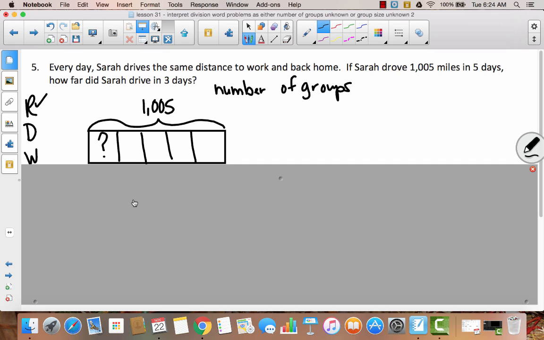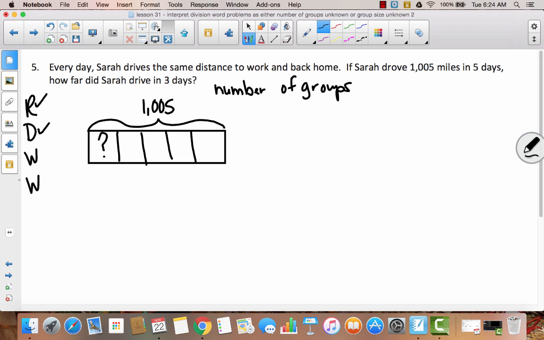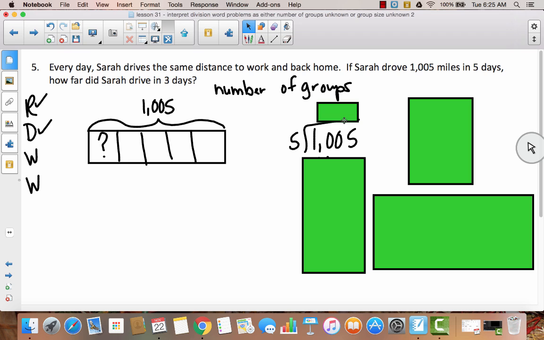I want you to go ahead and finish this problem. We already drew, so I want you to write a number sentence. I want you to solve this problem and see if we get the same answer when we come back. If you get stuck, you can always press play. Okay, so let's take a look here.